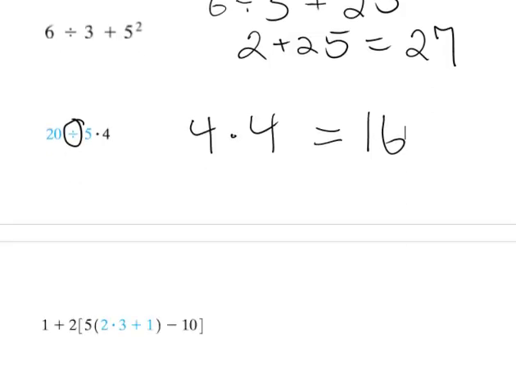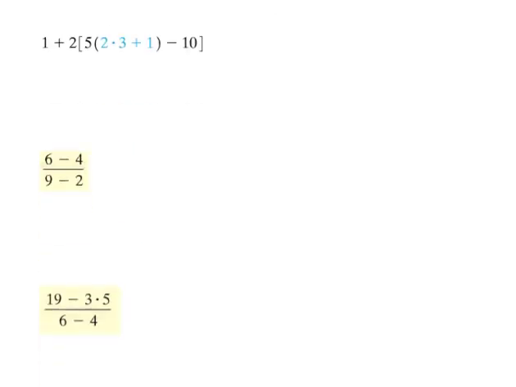All right, let's keep moving along here. So in the next problem that I have, it's 1 plus 2, and then brackets, 5, parentheses, 2 times 3, plus 1, close my parentheses, minus 10, and then close my bracket. Okay, so again, we're going to go slow with this problem.